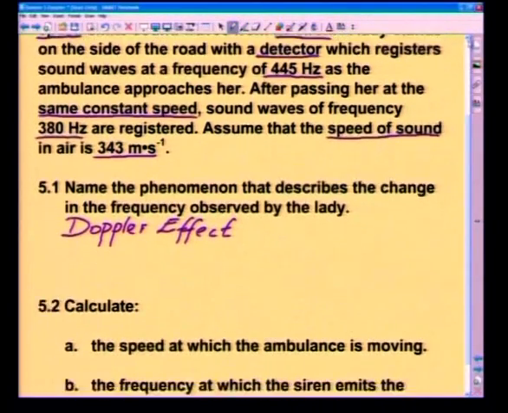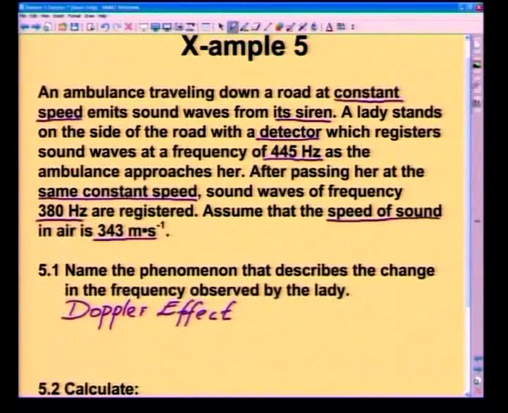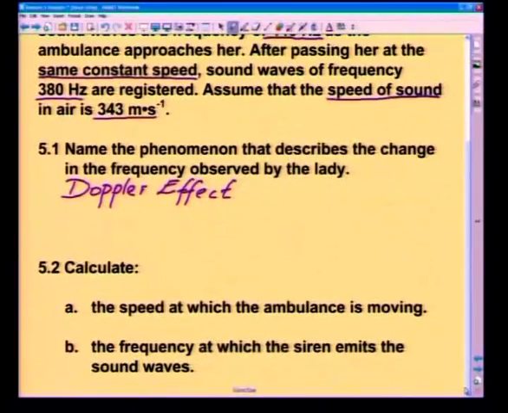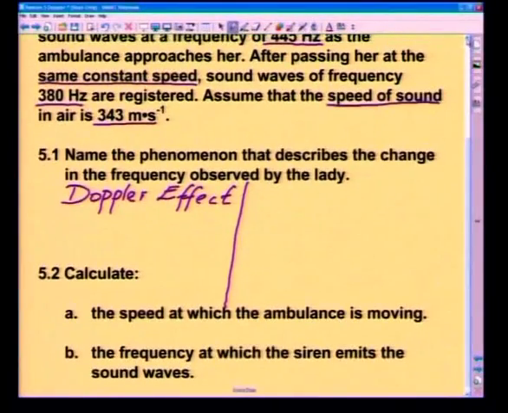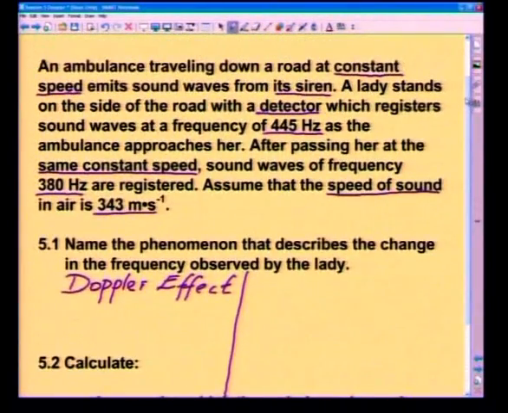Now, for us to answer the next question that says calculate the speed at which the ambulance is moving, we need to write down all the given information. Let me use this side here to write it down. The first frequency observed, I will call it FL, is 445 Hertz. This is what has been observed or detected by the woman or the lady.